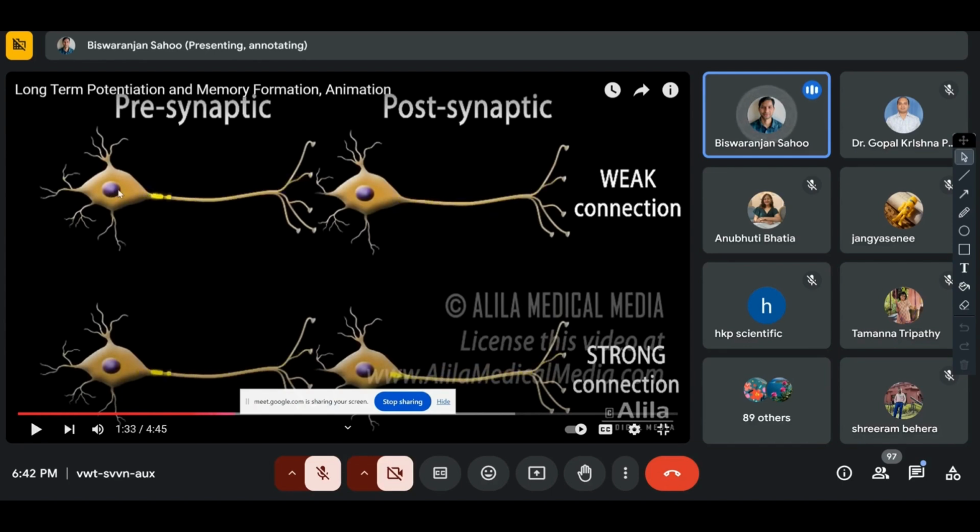So within a neuron, the signal is transferred by the electrical, action potential. But between the neurons, it is a chemical in form of neurotransmitter. So the neuron preceding is presynaptic, and the neuron which receives the information is postsynaptic. Okay.